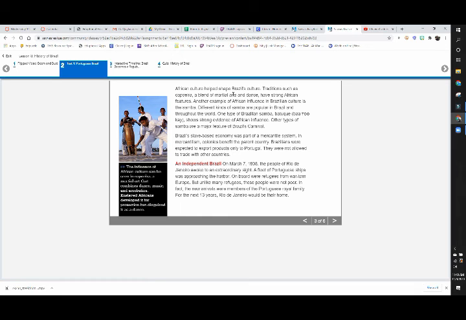African culture helped shape Brazil's culture. Traditions such as capoeira, which is in this picture right here, it's a type of martial arts. African slaves weren't allowed to defend themselves, so they created a martial art that is a lot like dance, or looks like dance, but it's actually a very effective defense mechanism to fight with.